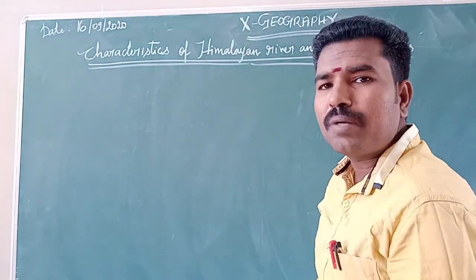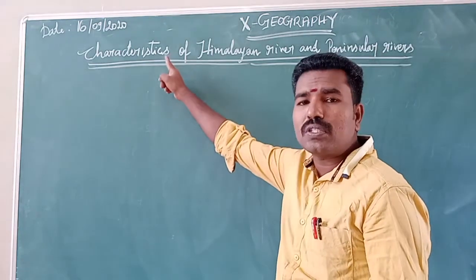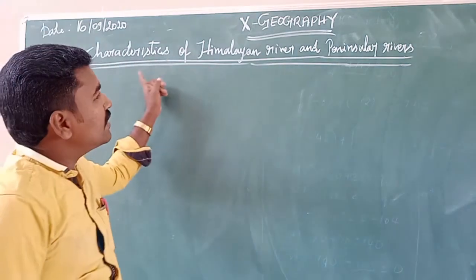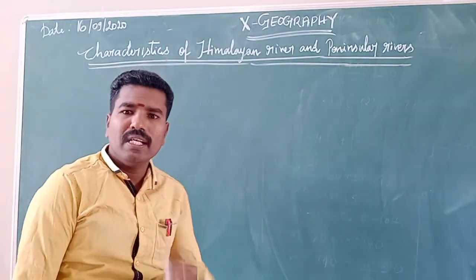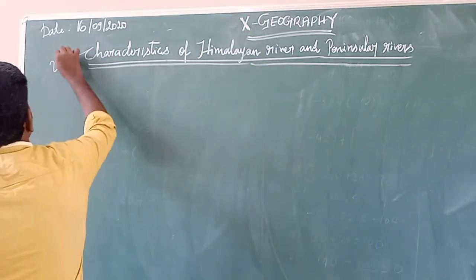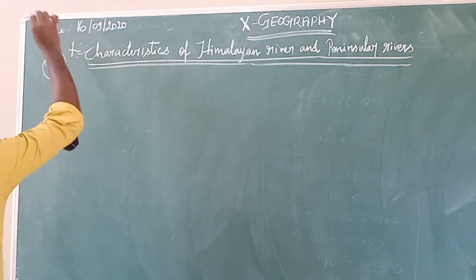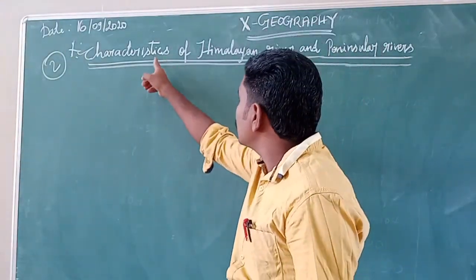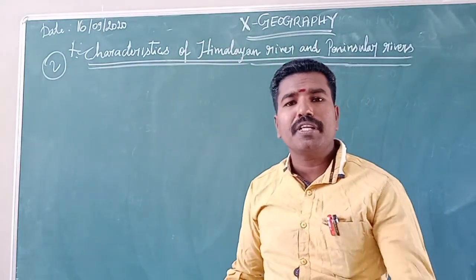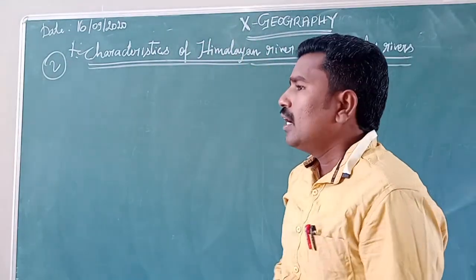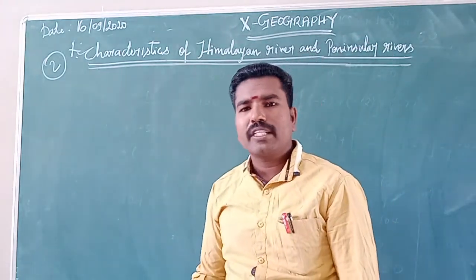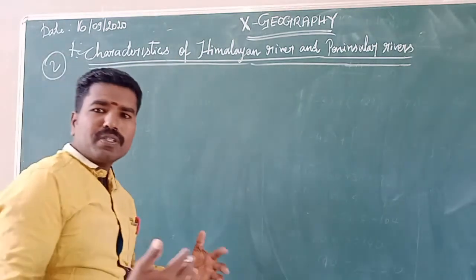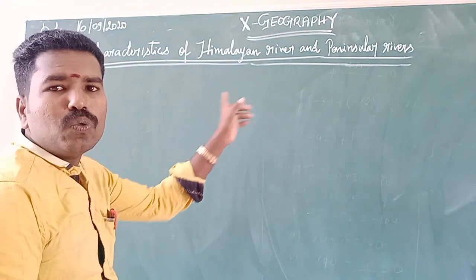From this video, we are going to discuss the characteristics of Himalayan rivers and the characteristics of the peninsular rivers. This is a very important 2-mark question. Distinguishing between the characteristics of the Himalayan rivers and the peninsular rivers is a very important 2-mark question. It may come in the examination in future. Before we start writing, we prepare a chart for how to write the distinguishing question.